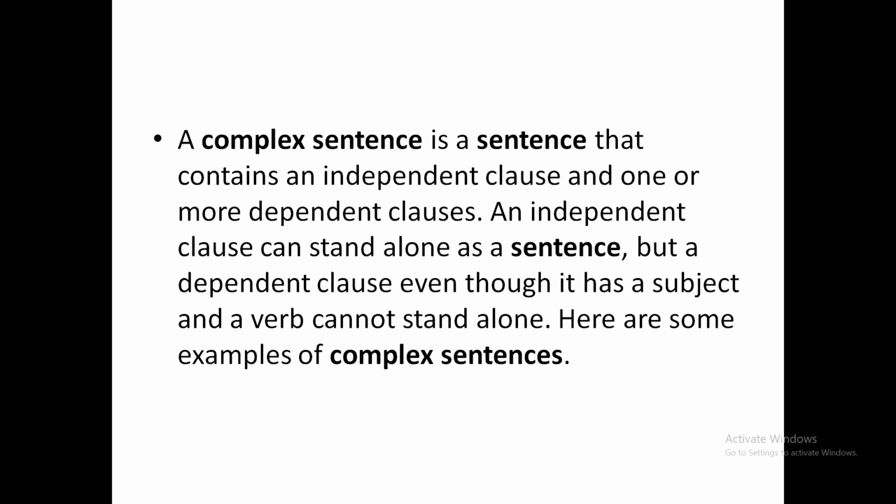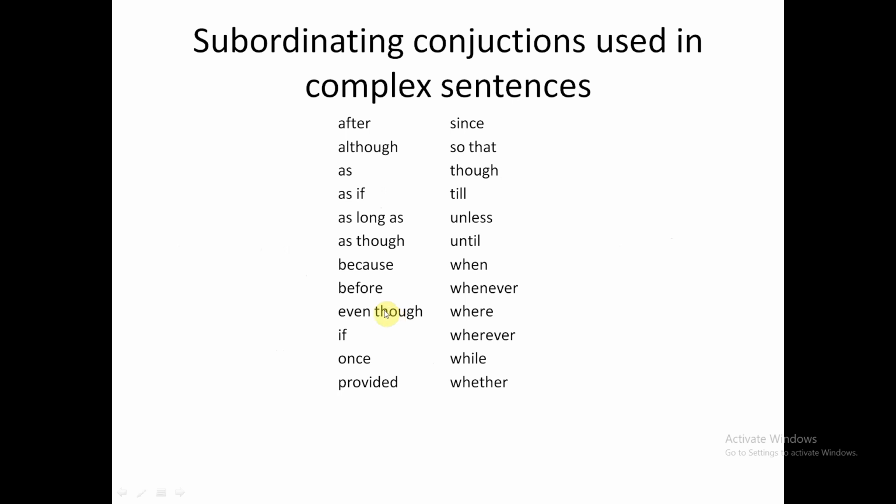So here are some examples of complex sentences. Before we move to examples, we can see some of the conjunctions that are used in complex sentences. The words like after, for example: after completing his homework, he went out to play. So "after completing his homework" is the supportive or subordinating clause. "He went out to play" is the main clause.